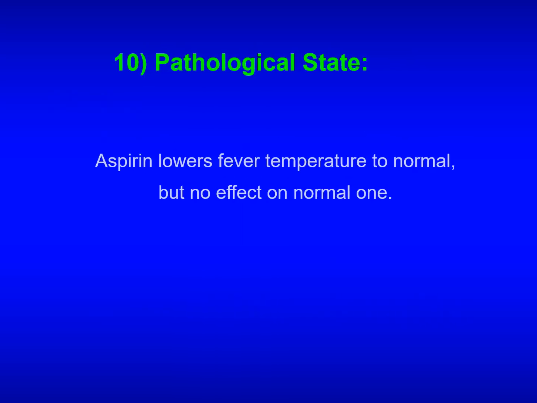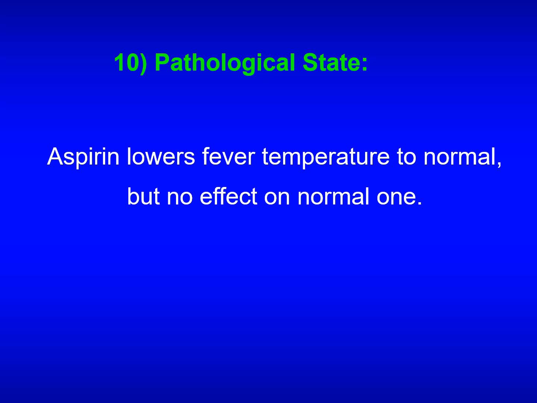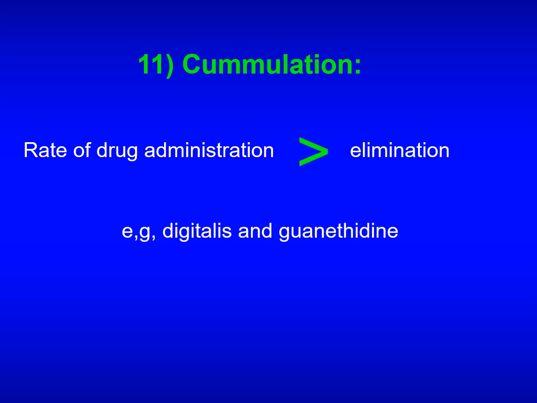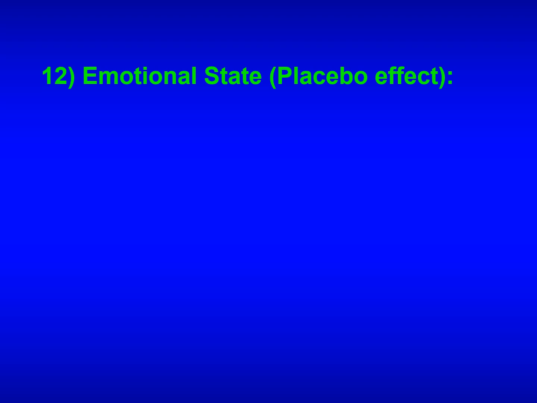Pathological state. Some drugs act only in presence of disease. Example, aspirin, paracetamol lower fever temperature to normal, but they have no effect on normal temperature. Cumulation or accumulation occurs when rate of drug administration is more than drug elimination. For example, digitalis and guanethidine. So, such drugs when used, you have to reduce the dose or reduce frequency of administration.